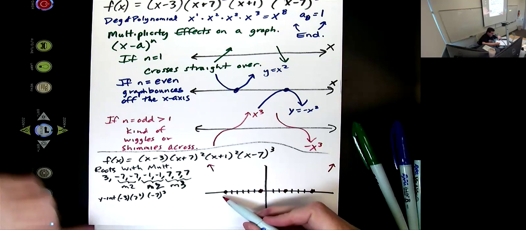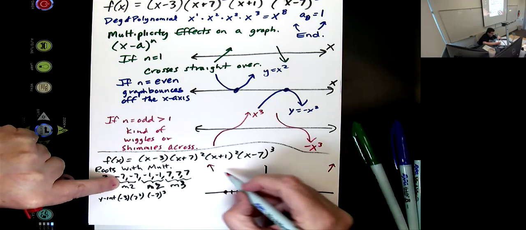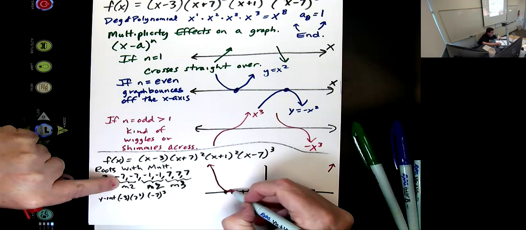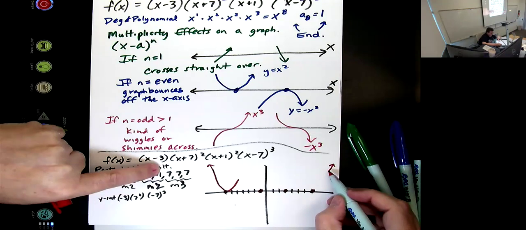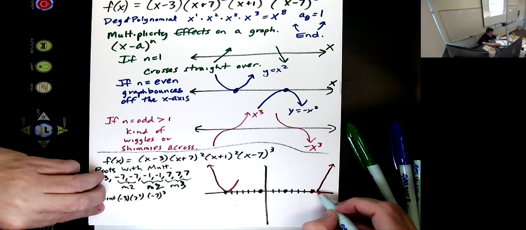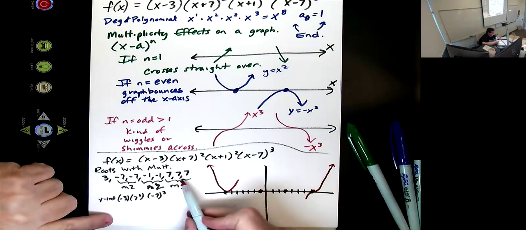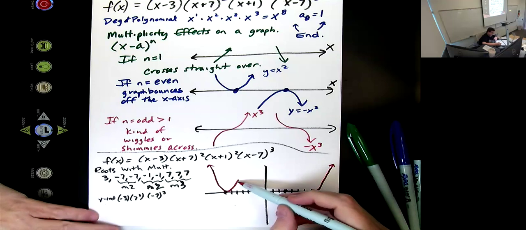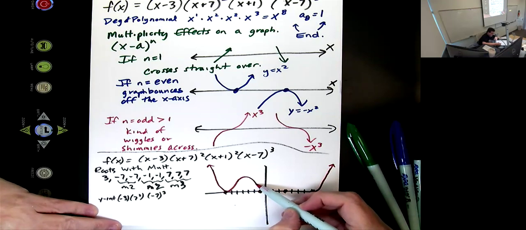So at -7, I know it bounces off. Kapow. At +7, I know it kind of shimmies across, because it's an odd. And now I know it's got to cross here. So this must do something like that and do that.